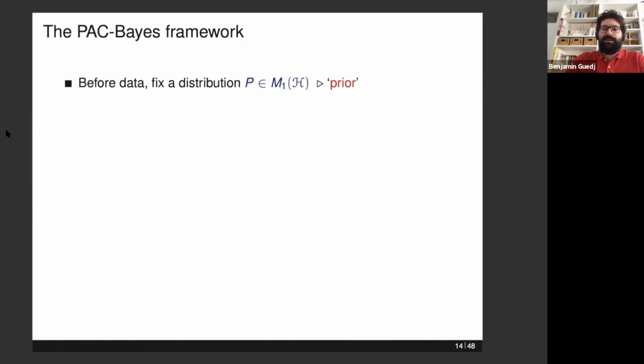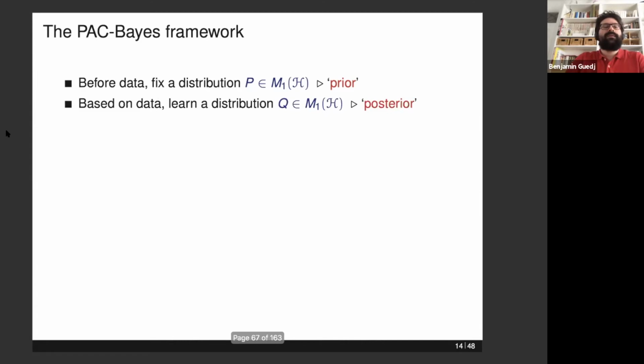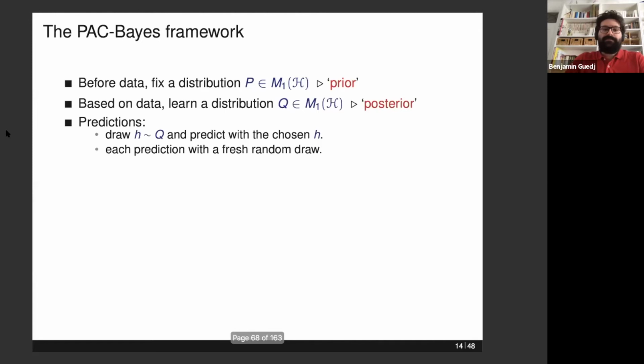It does not need to be a prior in the true Bayesian sense. Based on your data, you then learn a distribution Q, which is a distribution inspired by what we call the prior, to be consistent with that posterior, but that's really a distribution which is taking into account the data. And if you want to do prediction from there, you actually draw a fresh sample. So you draw a new hypothesis, H, sampled from Q, the posterior, and you predict with that particular function H. So each prediction you make is a fresh random draw.